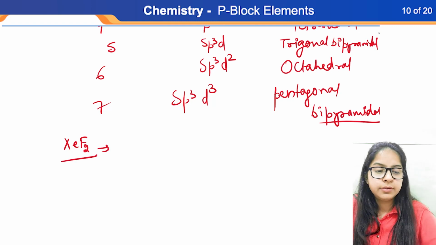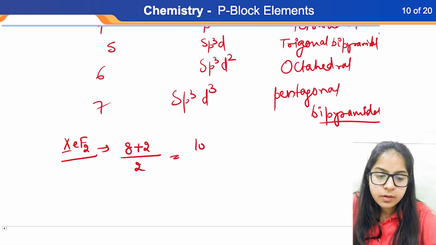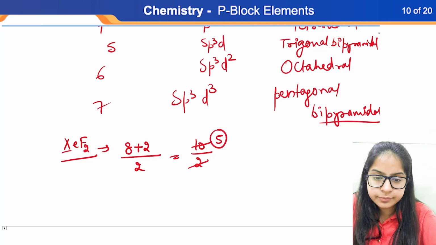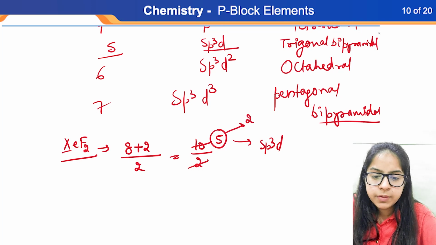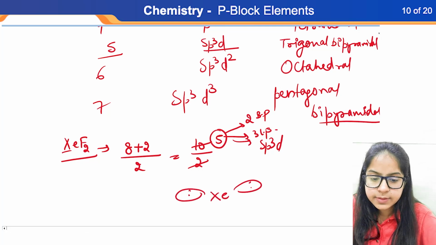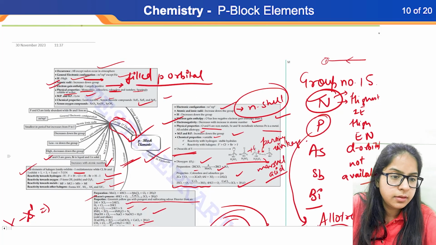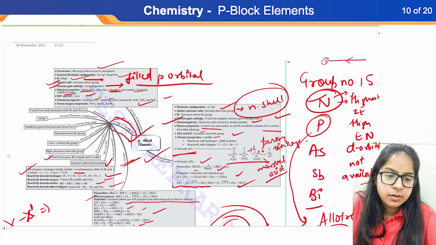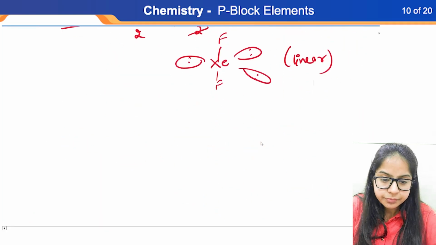Now if I take XeF2, the number of valence electrons of the central atom is 8, and the number of monovalent atoms is 2. So 10 by 2 is 5, sp3d structure. Only 2 are bond pairs and 3 are lone pairs. So you put the lone pairs on the equatorial positions. The shape is linear. Here you can see the geometry of XeF2 is not mentioned.